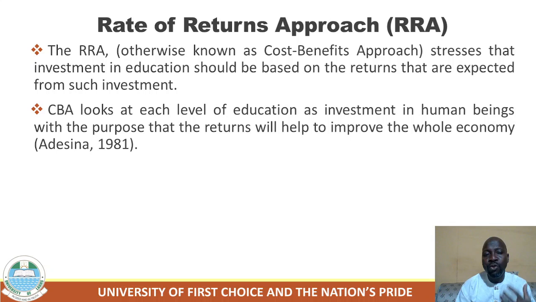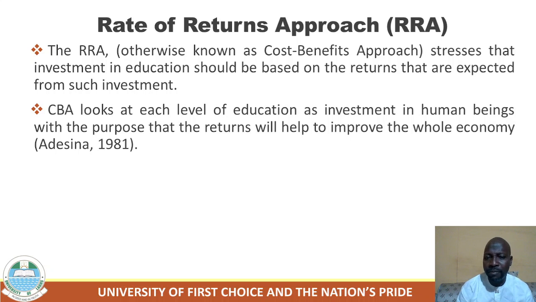Now, CBA looks at each level of education as investment in human beings, be it primary, be it secondary, be it tertiary. Any level of education has potential to produce quality human beings. So each level of education is an investment in human beings with the purpose that the returns will help to improve the whole economy.